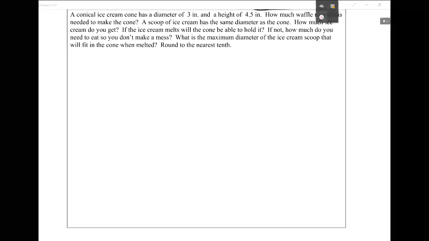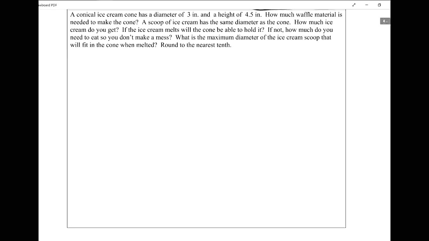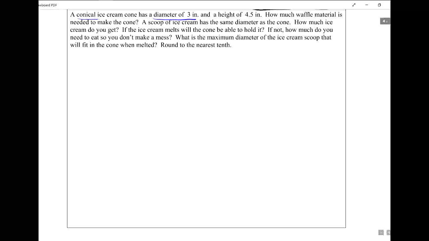All right, last problem here. It's been kind of a long review. A conical ice cream cone has a diameter of 3 inches and a height of 5 inches. It says how much waffle material is needed to make the cone, so that's surface area. And a scoop of ice cream has the same diameter as the cone. How much ice cream do you get? That sounds like volume. If the ice cream melts, will the cone be able to hold it?